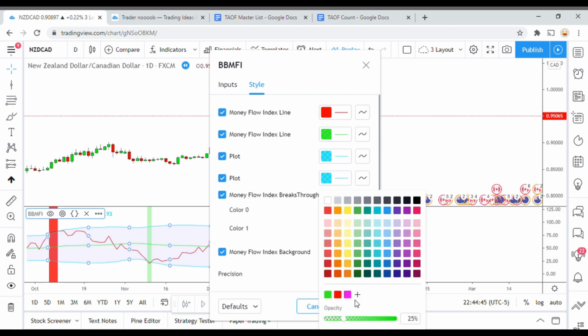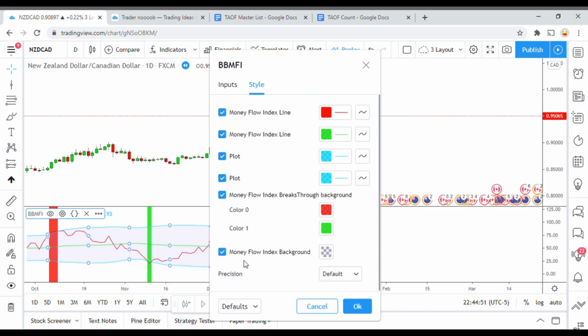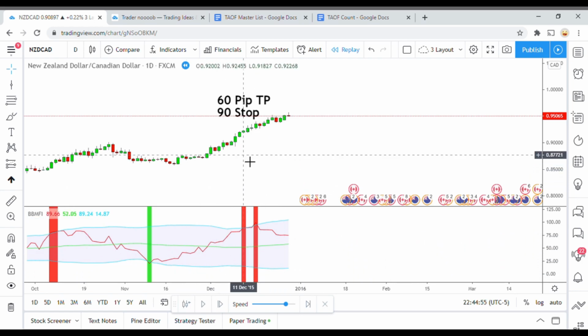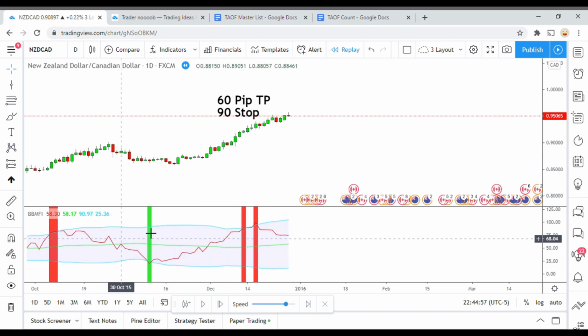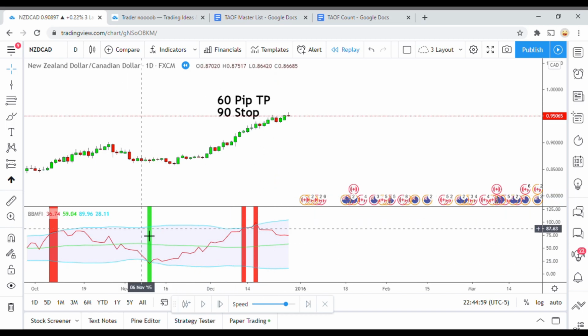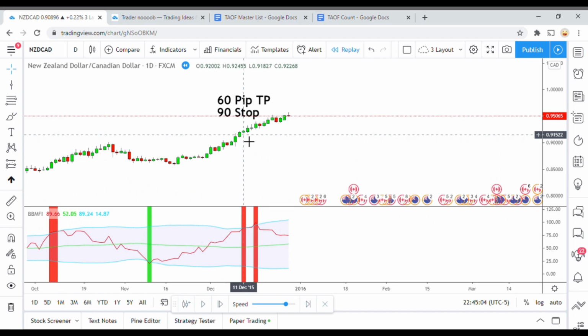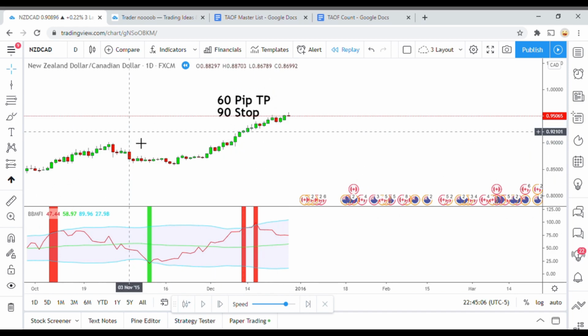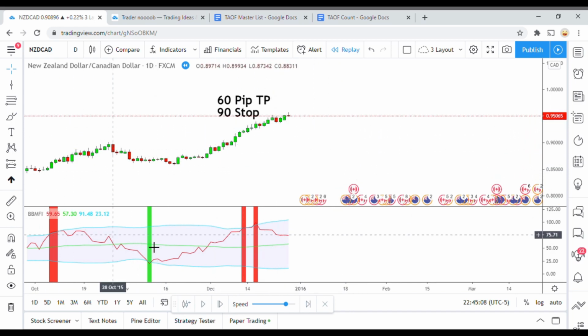There we go. You see one pop on screen, and another one pop up there on screen as well. And so the creator was kind enough to plot these areas on the background of the indicator itself, where it gives us signals to go long and short.